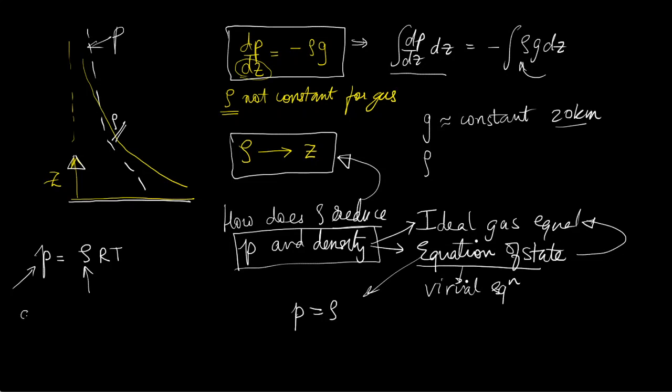So then we have dP/dz equal to, now instead of rho, I will write it in terms of pressure, so minus P upon RT, times g, dz. Now we can finally make this integration as we had done in the last class. Okay.